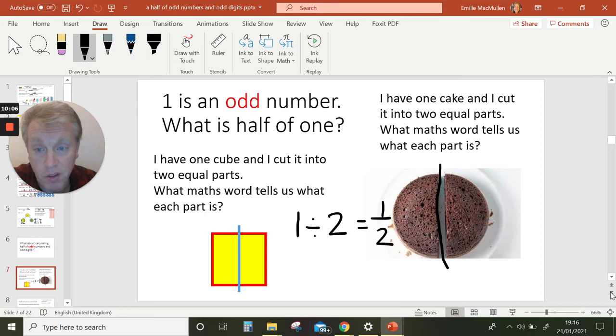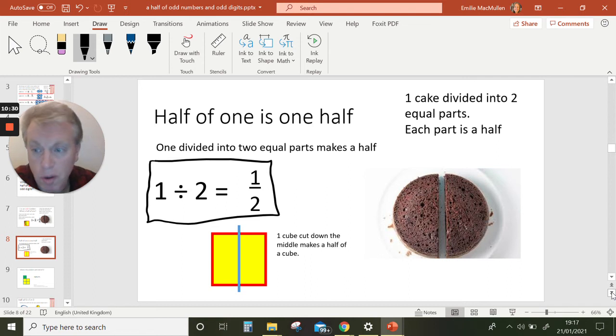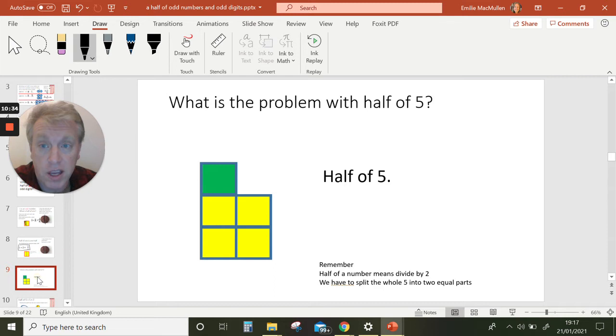Here's 1 cube. I cut it down the middle. What have I got here? I've got half a cube. 1 divided by 2 is a half. Half of 1 is 1 half. 1 divided by 2 equals 1 half. Now, that's important. We've got to remember that because we're going to use it in all our other calculations.